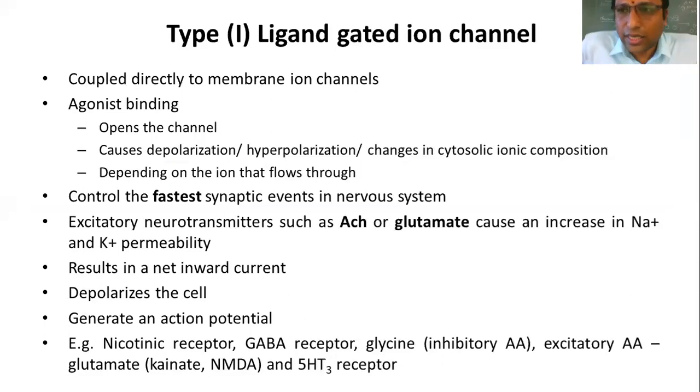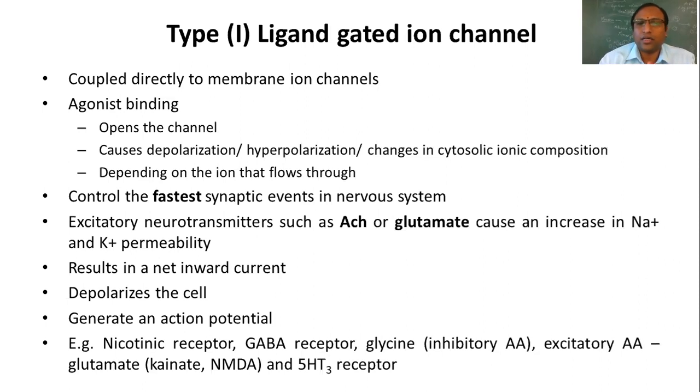So the first one in this category is called type 1, the ligand gated ion channel. It is coupled directly to the membrane ion channels. Agonist binding opens the channel, causing depolarization, hyperpolarization, or changes in cytosolic ionic composition, depending on the ion that flows through. It can go from inside to outside or outside to inside; both can happen. These control the fastest synaptic events in the nervous system, like a shock-like system, which is actually taking place.